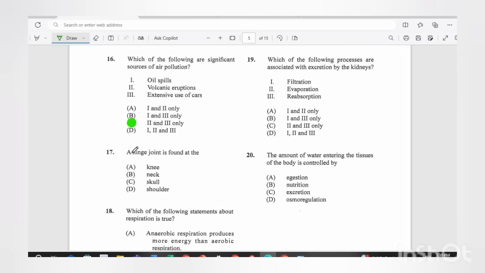Question 17. A hinge joint is found at the A, knee, B, neck, C, skull, or D, shoulder. If you answered shoulder, you're indeed incorrect. The answer there is knee.